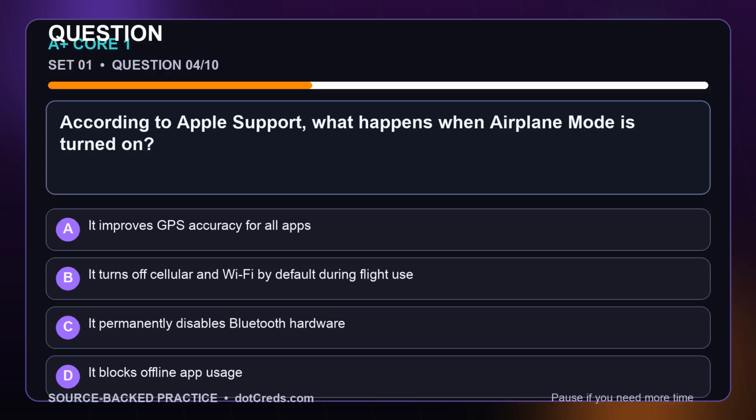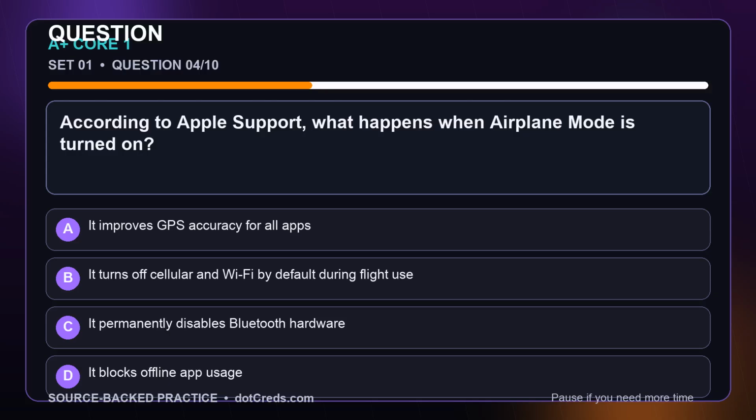Question 4. According to Apple support, what happens when airplane mode is turned on? A. It improves GPS accuracy for all apps. B. It turns off cellular and Wi-Fi by default during flight use. C. It permanently disables Bluetooth hardware. D. It blocks offline app usage.